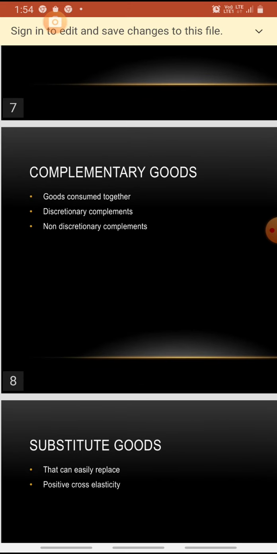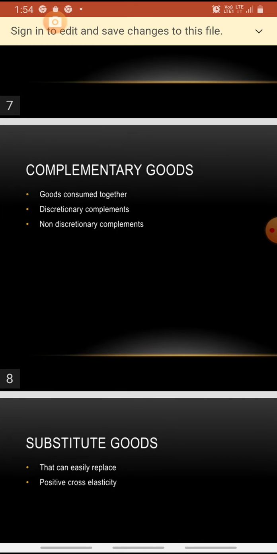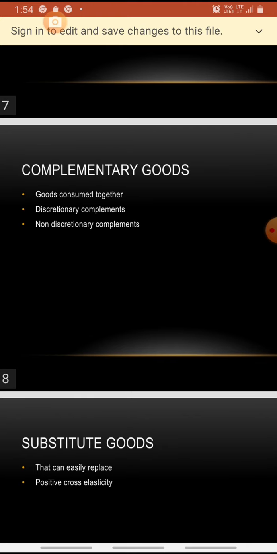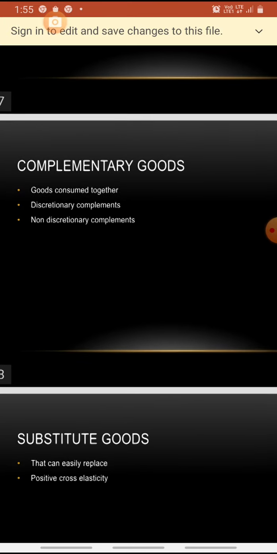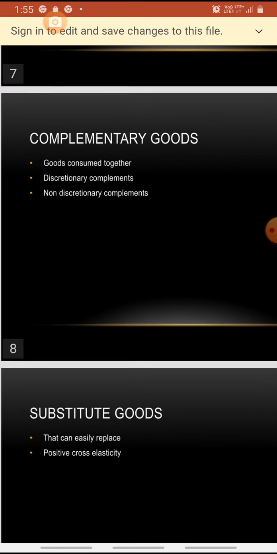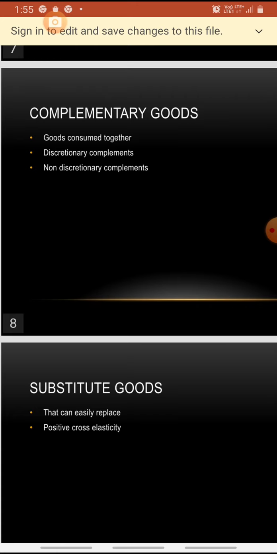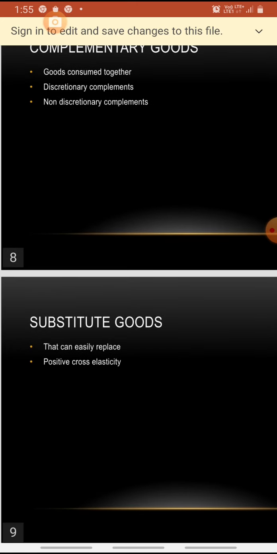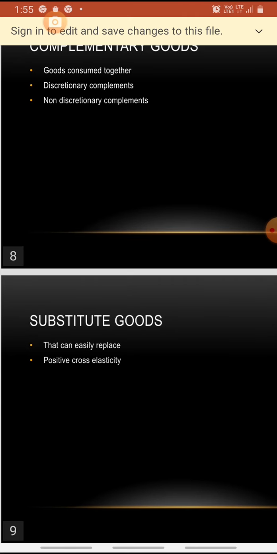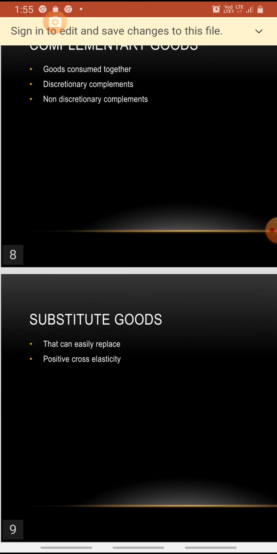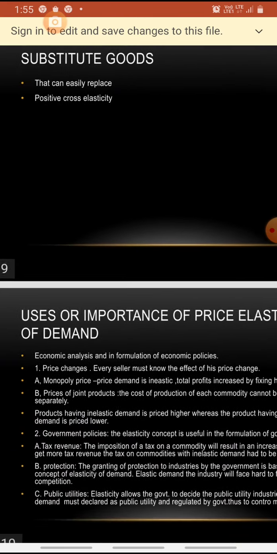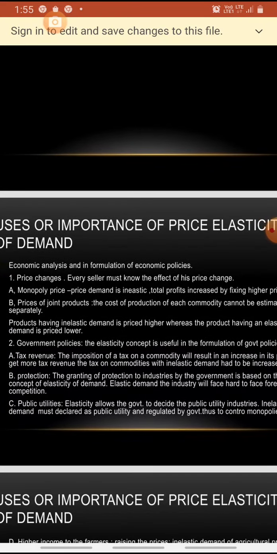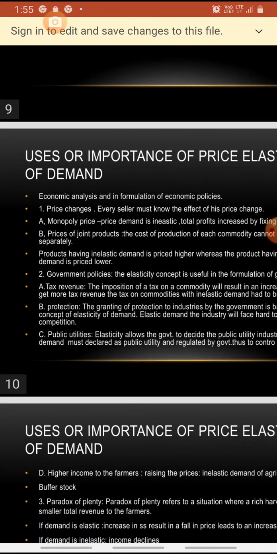Discretionary means they can be consumed either independently or together, so we call these discretionary complements. Non-discretionary means they are only consumed together, with no option of consuming independently. Substitute goods can easily replace each other, so cross elasticity for substitute goods is positive. Then let's check the uses or importance of price elasticity of demand.